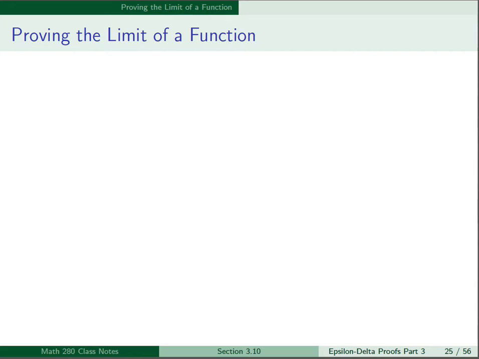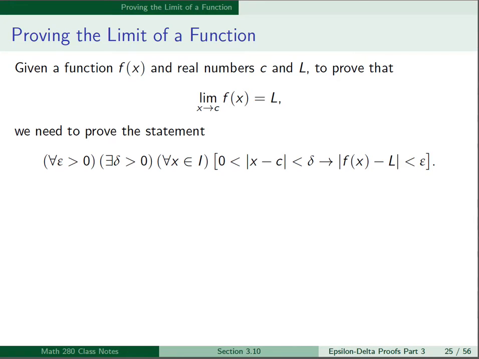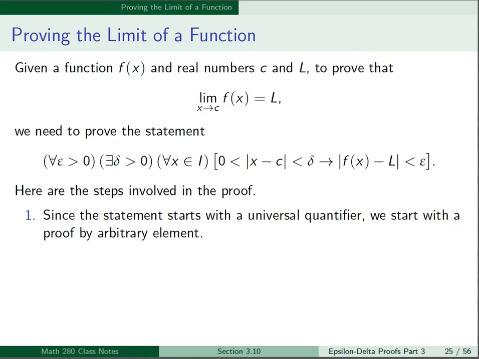So now we want to look at proving the limit of a function. Given a function f of x and real numbers c and L, to prove that the limit as x approaches c of f of x equals L, we need to prove the statement in the definition. For all epsilon greater than 0, there exists a delta greater than 0, such that for all x in I, 0 is less than the absolute value of x minus c is less than delta, implies the absolute value of f of x minus L is less than epsilon. Here are the steps involved in the proof.